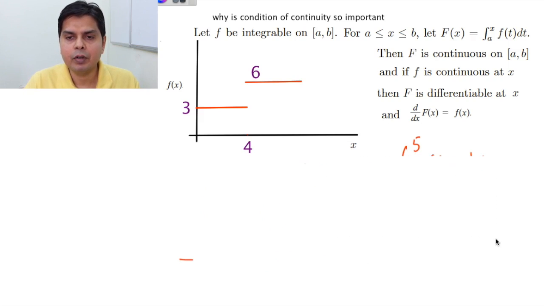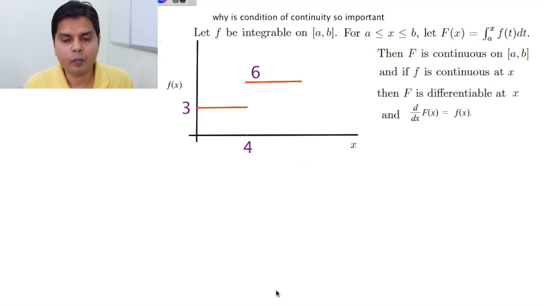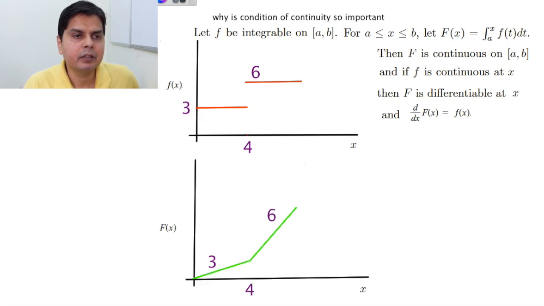Now once I have found that this is the condition for the function to be integrable, what happens when you integrate this function is that the integral will be something like this. Why? Because this area is increasing, this is 3 and 4. Before 4 the area will be increasing at the rate of 3, but after 4 the area will be increasing at the rate of 6. So there is what you call a corner point here.